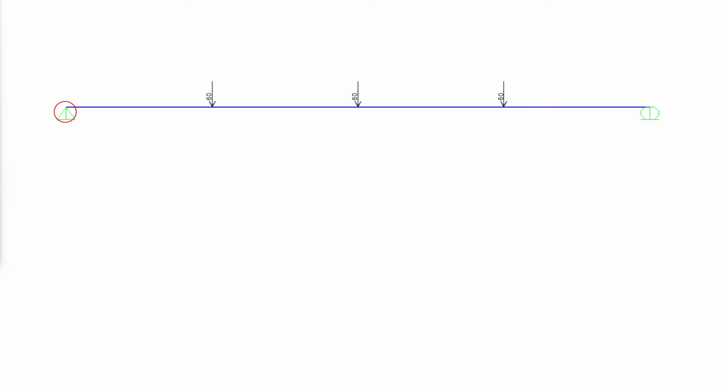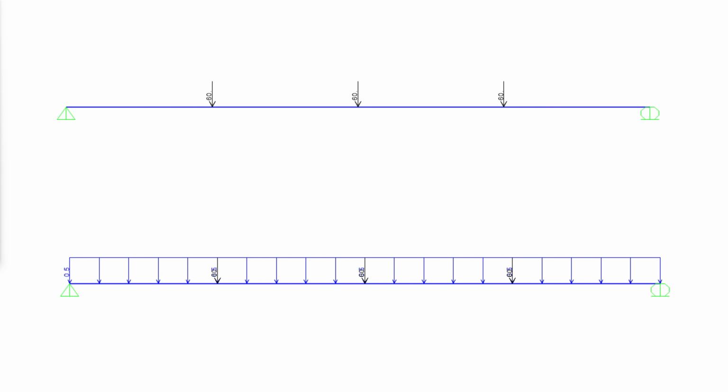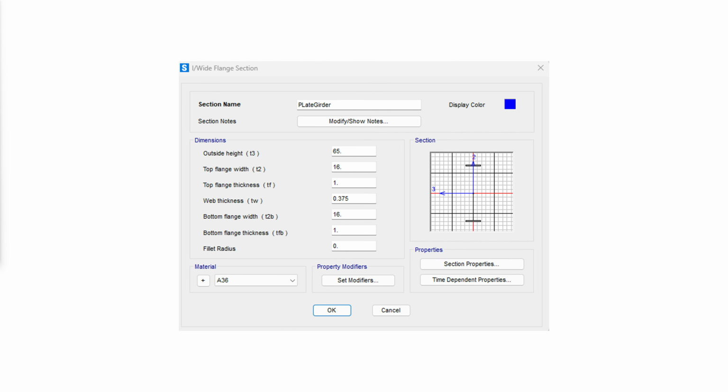We can create a finite element model of the beam with the pin support at one end and a roller support at the other. The units in the model are in inches, and thus we add a uniform load for the factored combined load that includes the weight of the girder as 0.5 kips per inch. We can define the section of the beam as follows.